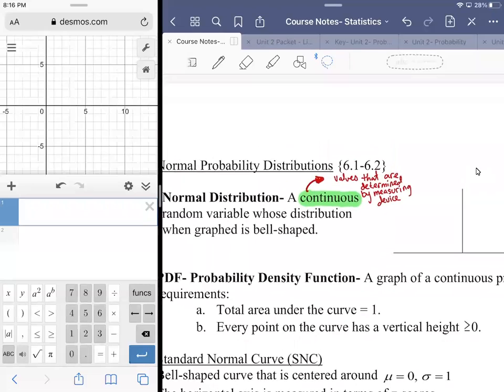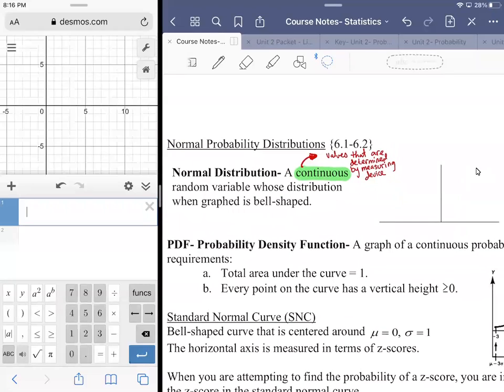So when you're measuring the length of something, the weight of something, the time that something takes to happen, you know, you're using a device, you're using a ruler, you're using a scale, you're using a timepiece. Those devices allow for what we call continuous data, right? Because if I were talking about discrete data, I would be talking about something that I could determine its value just by counting.